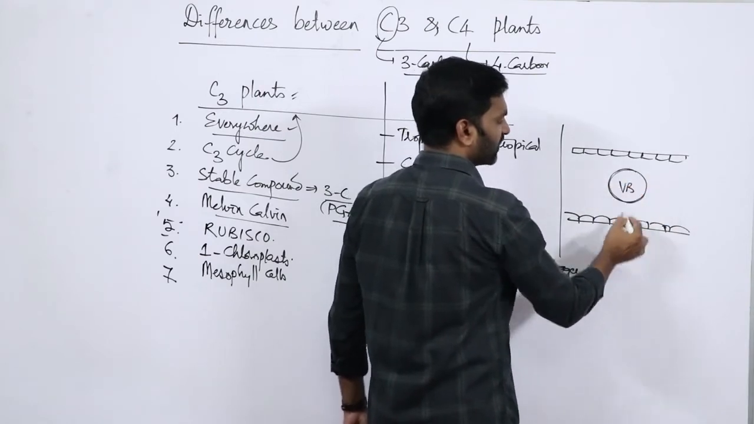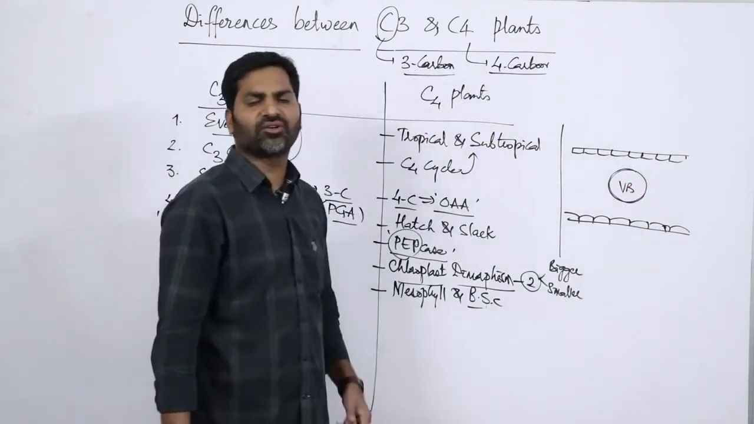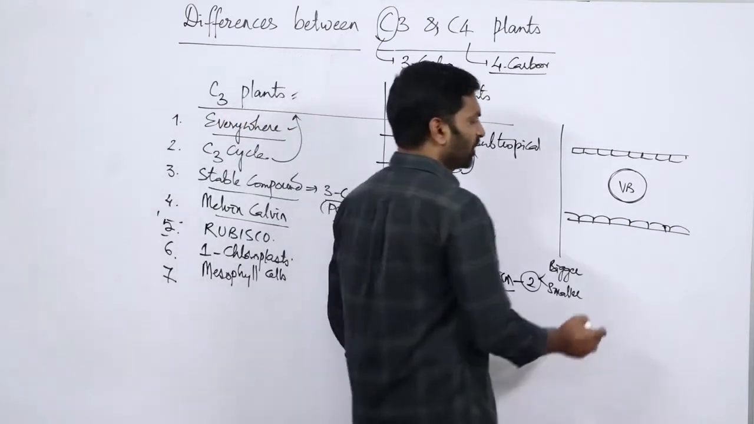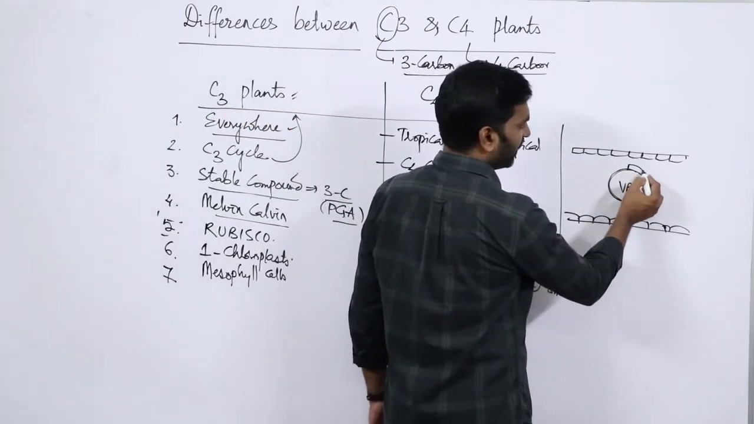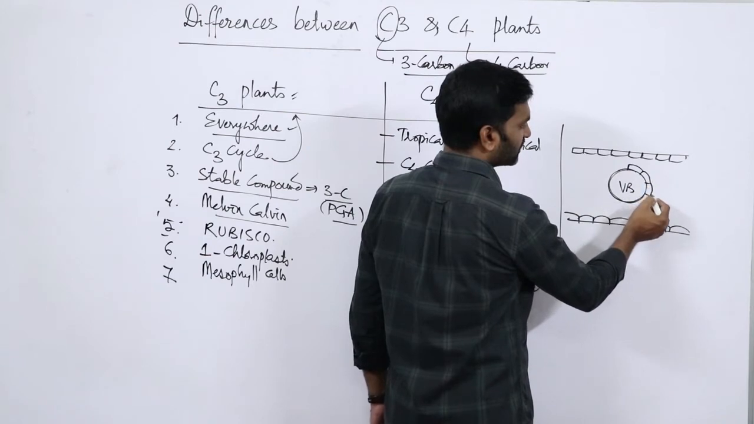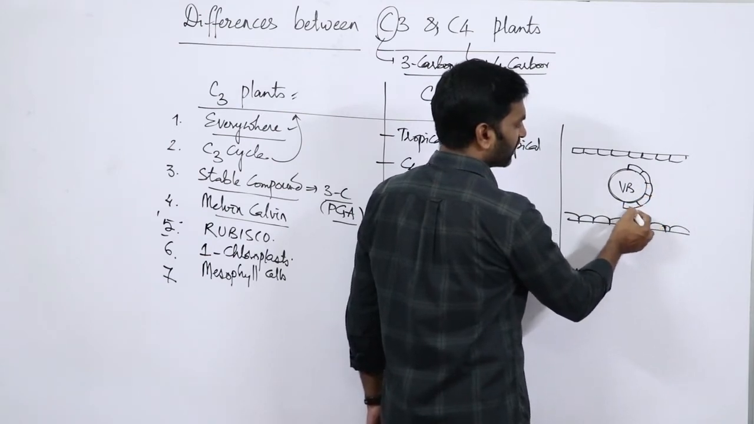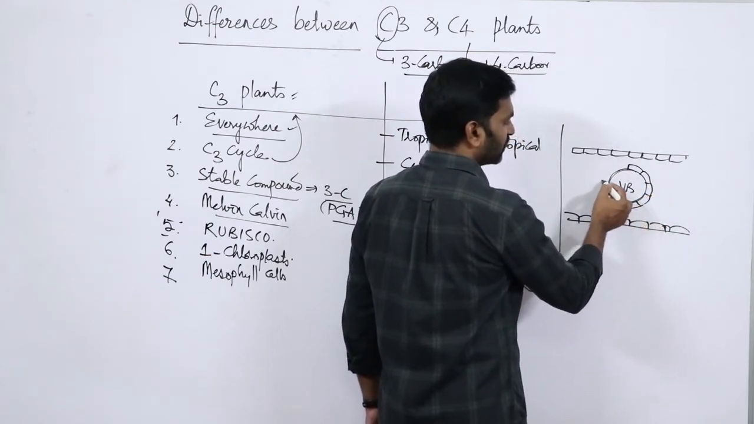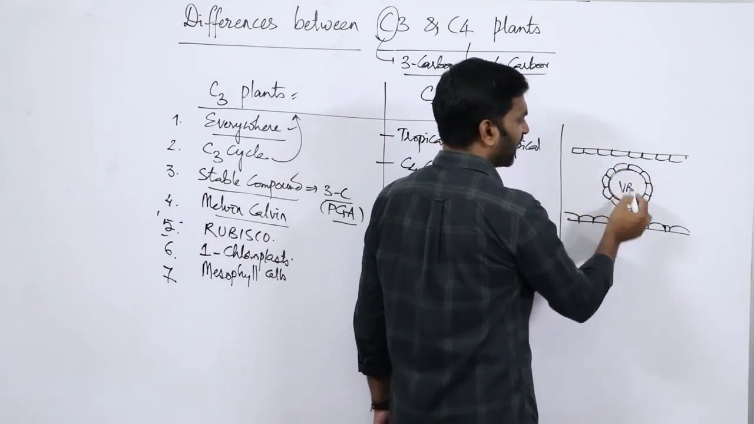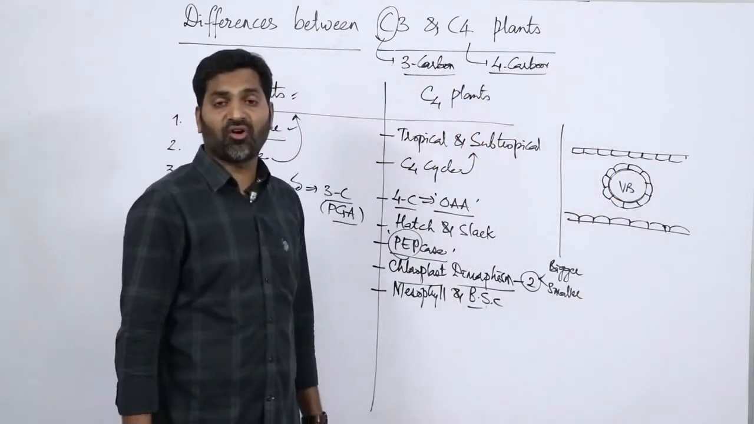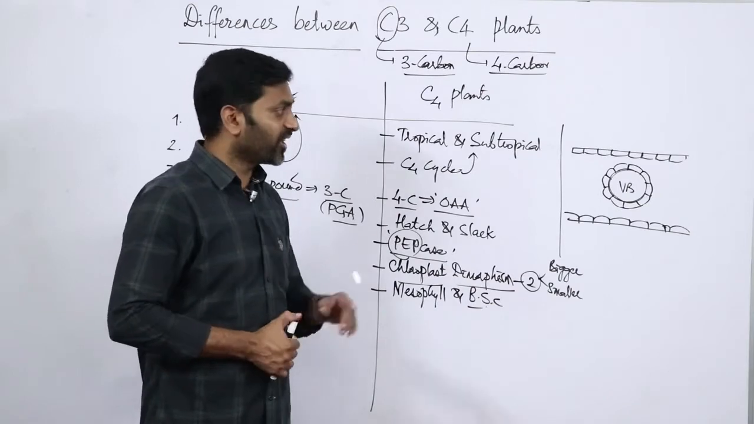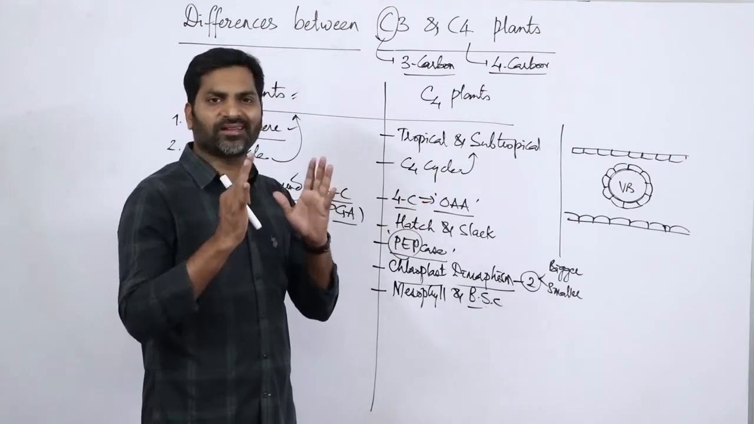This is the vascular bundle, meaning xylem as well as phloem. Around the vascular bundle there is a group of cells that looks like a garland. Hence Haberlandt, the scientist who belonged to Germany, named it the Kranz anatomy.